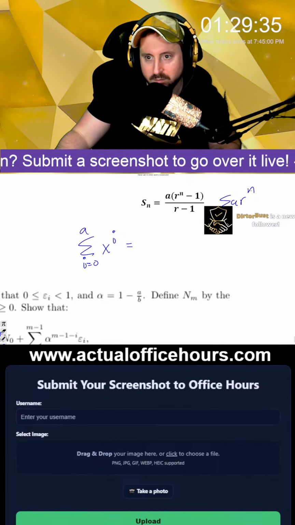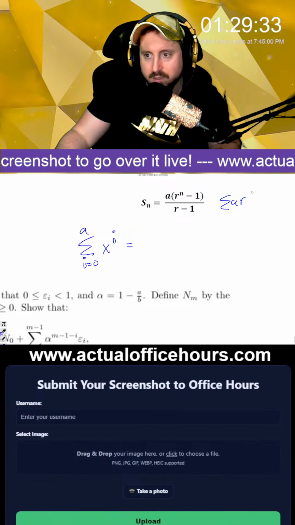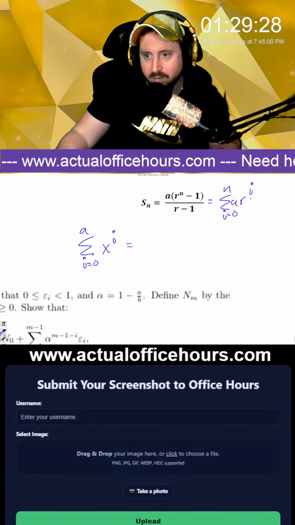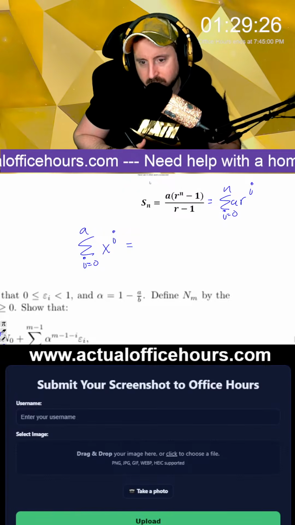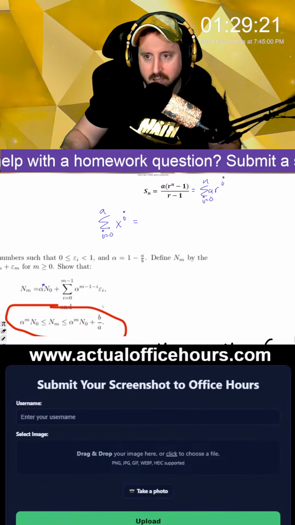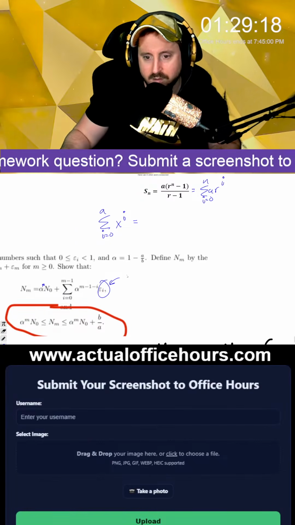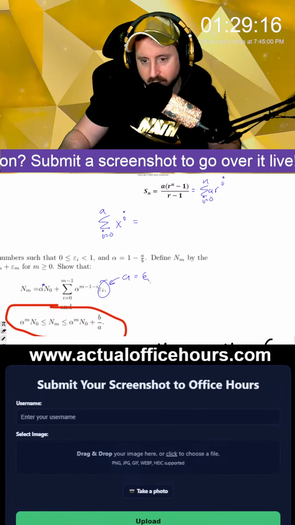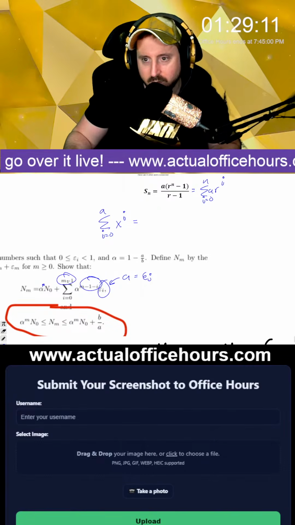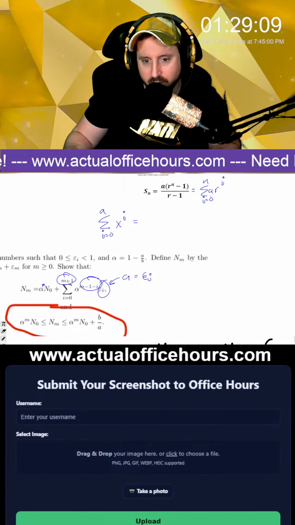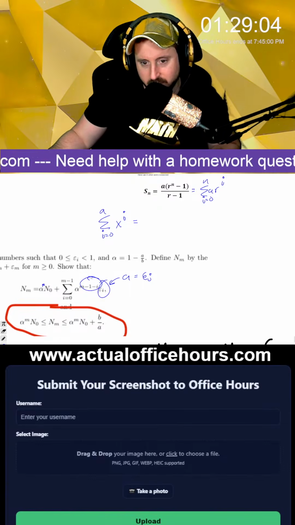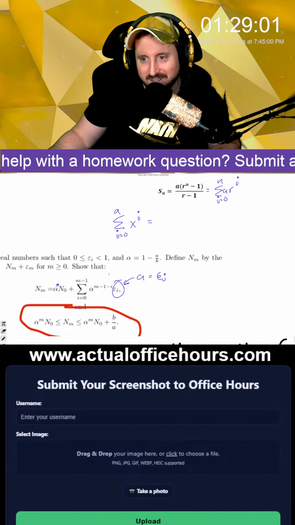Or, sorry, r to the i, and then this is i equals 0 to n. That's what this is, I think. Okay, so in this case a equals epsilon i. This is kind of weird though. This geometric series thing. Is this like an off by 1 thing or something? No, no. Okay.